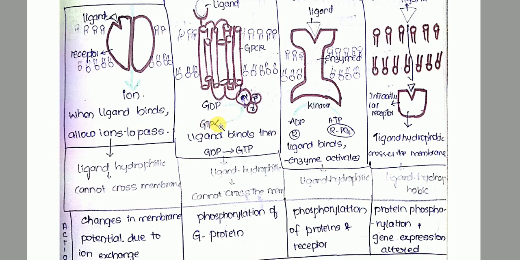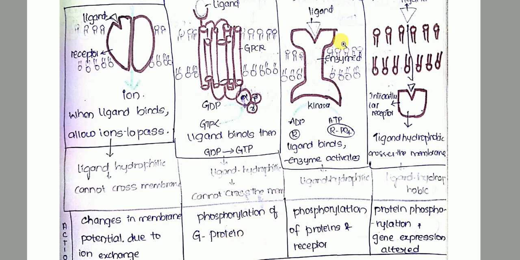This GTP causes the further biological response. So the ligand binds, then GDP is converted to GTP. The ligand is hydrophilic, so it cannot cross the membrane, and it binds to the G protein coupled receptors present on the membrane. The action it brings is phosphorylation of the G protein.